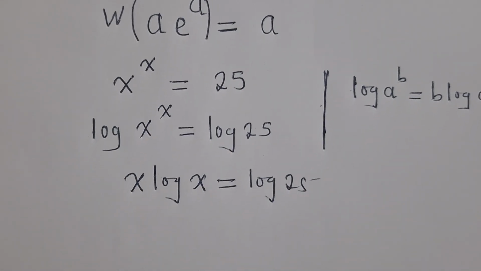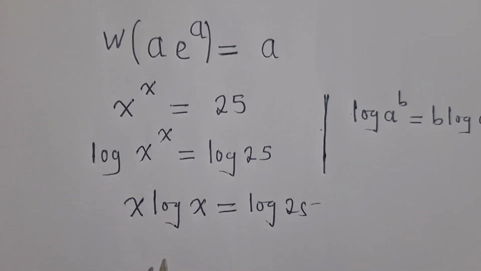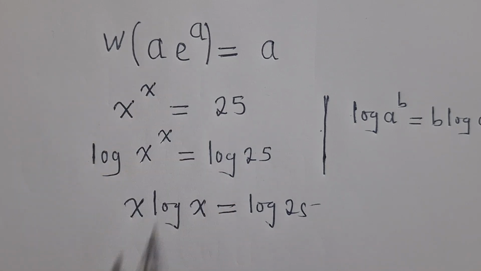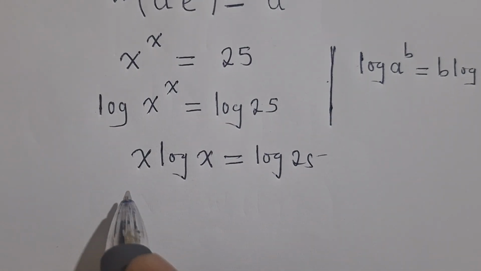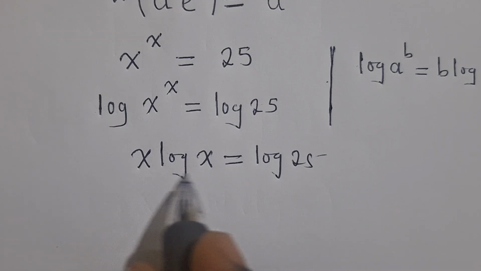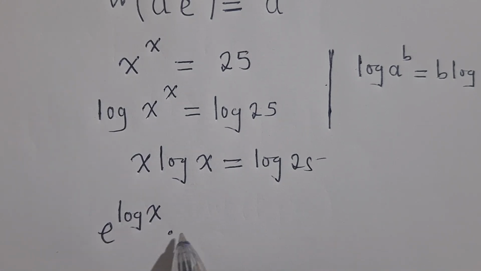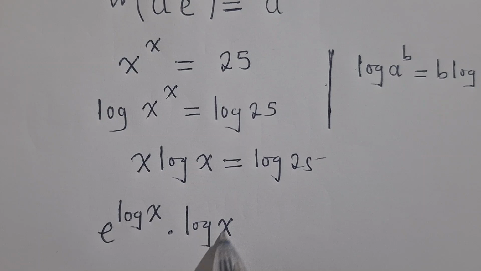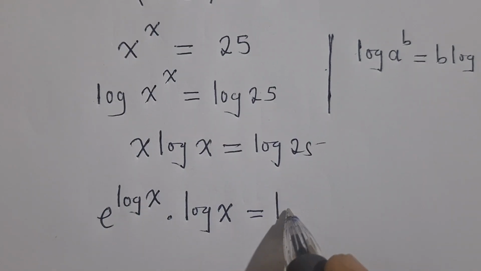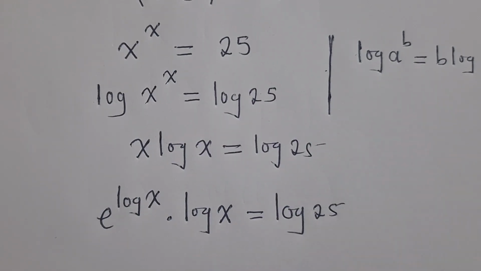Since we're trying to write this side to look like this, I'm going to introduce something, or I'll write this as e power log of x multiplied by log of x, which is equal to log of 25. What we need to know here is that this e and the log are inverse of each other. So there is nothing, it's 1. It will just bring this down.